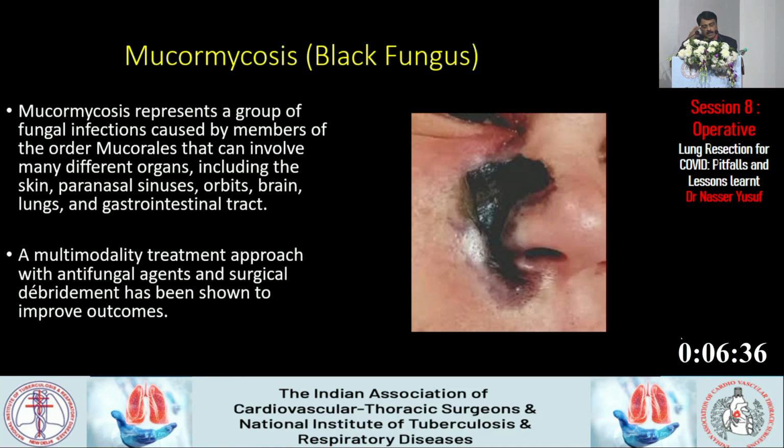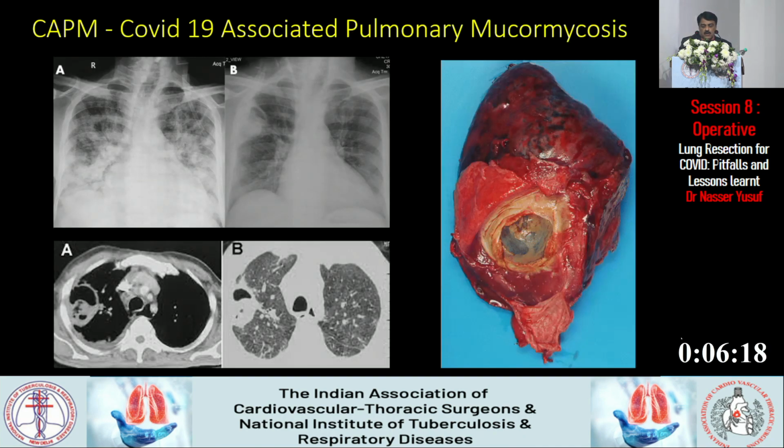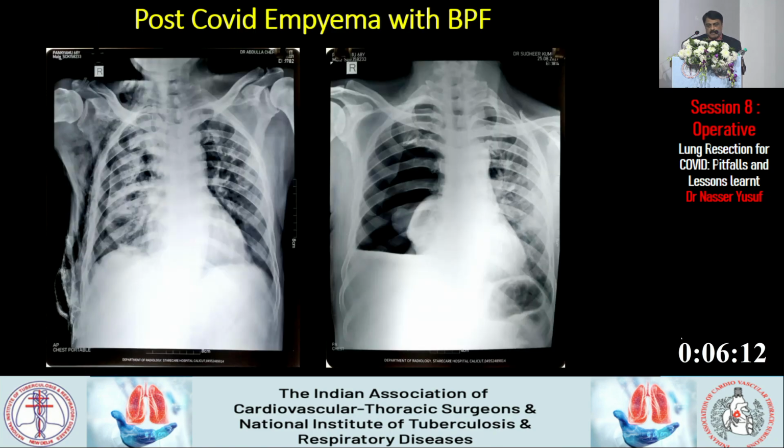Mucormycosis, where normally it affects the paranasal sinuses, orbits, brain, GI, and also the lung. A multimodality treatment approach, antifungals, posaconazole or amphotericin, and then surgery. And this is one of those cases where you find a mucor excise. We did a lobectomy in this patient.